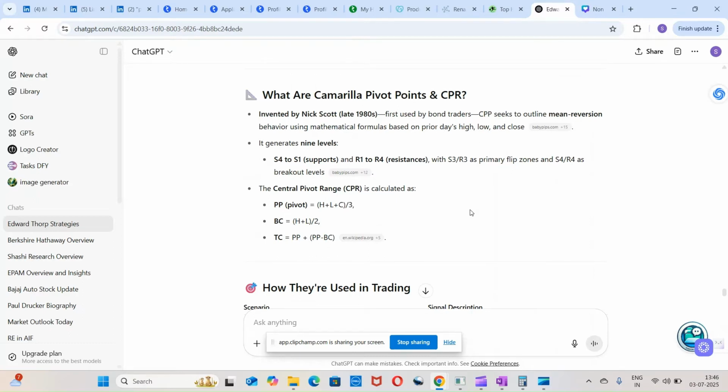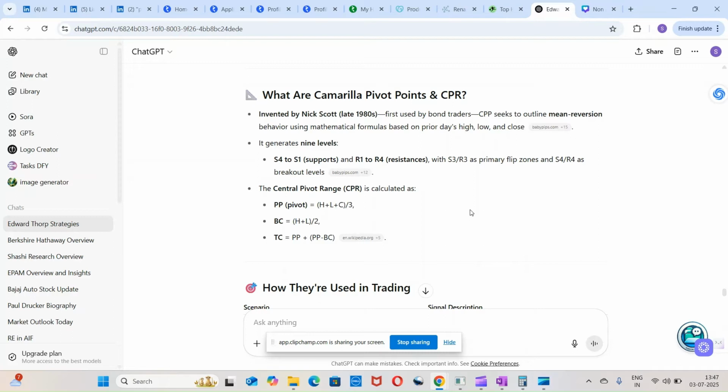Camarilla pivot points, in short form CPP, are pivot points which give you S1 to S4 levels, the support levels, and R1 to R4 levels, the resistance levels. This was invented by Nick Scott in the late 1980s and first used by bond traders. CPP seeks to outline mean reversion behavior.